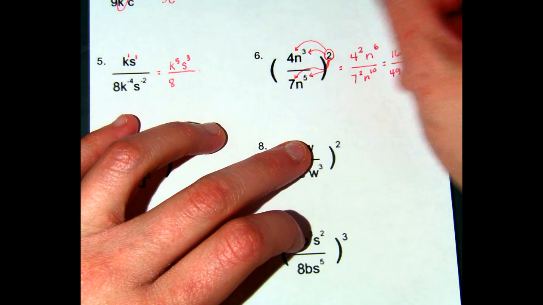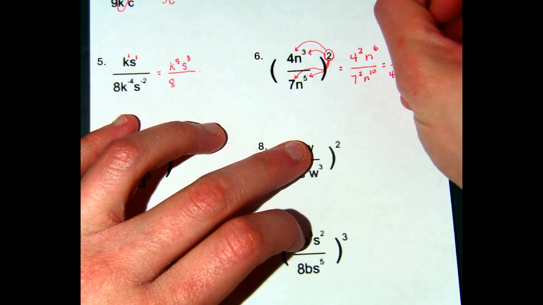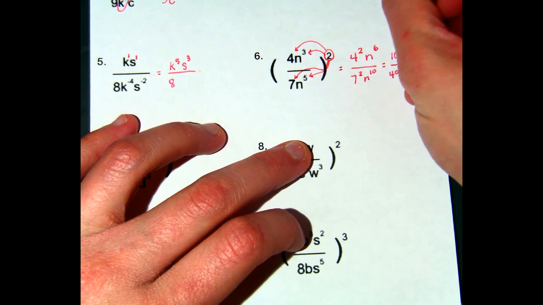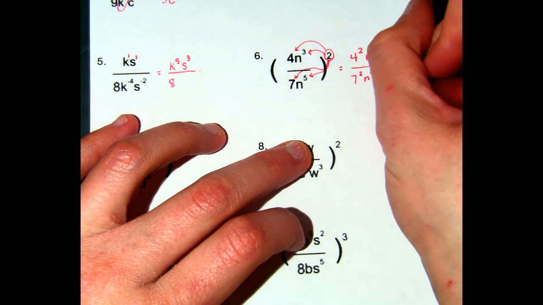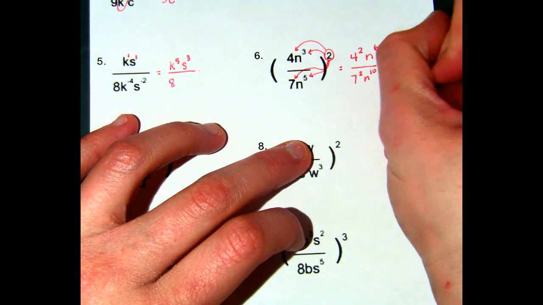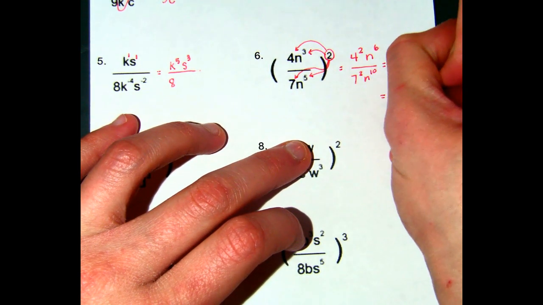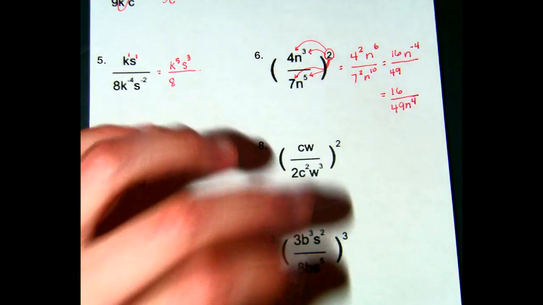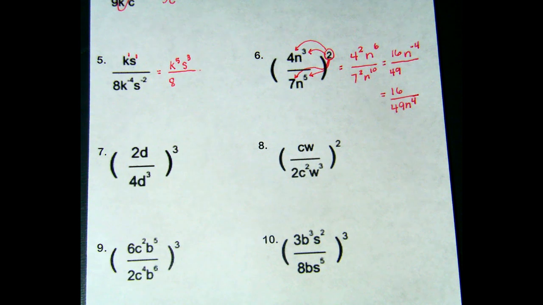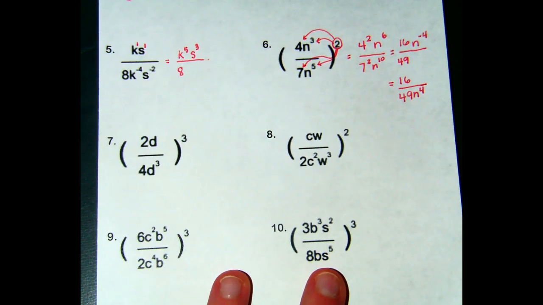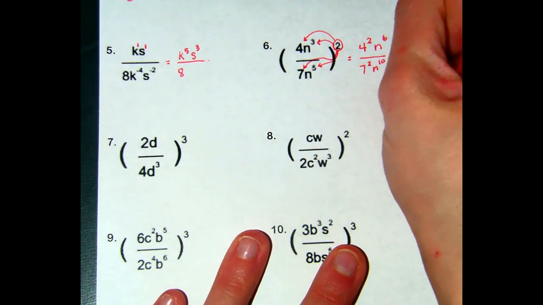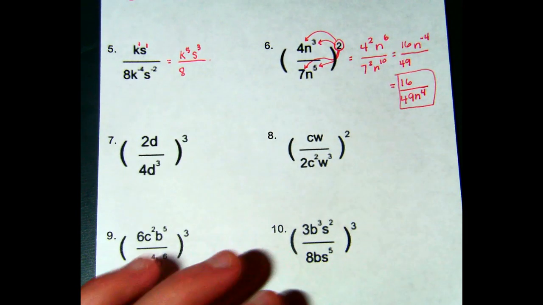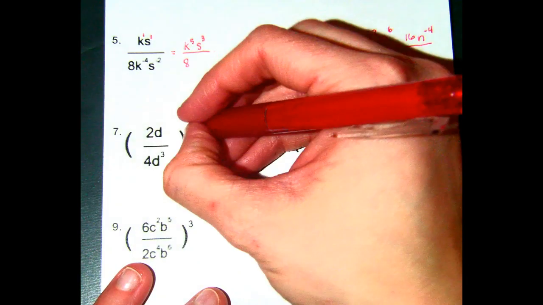N to the 6th. So 6, I've got an N. 6 minus 10 is negative 4. I know I'm not done because I have a negative exponent, so it now needs to come to the denominator. I now am finished with that problem. So these are a couple more steps. Same thing.